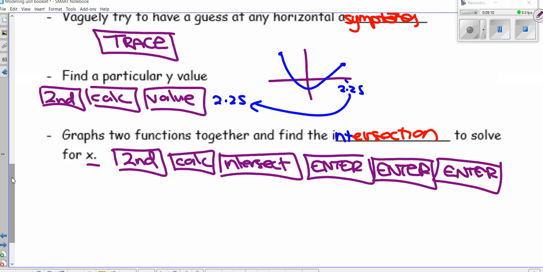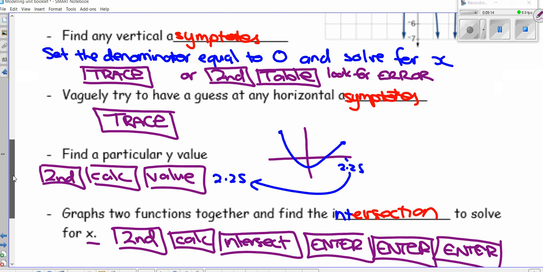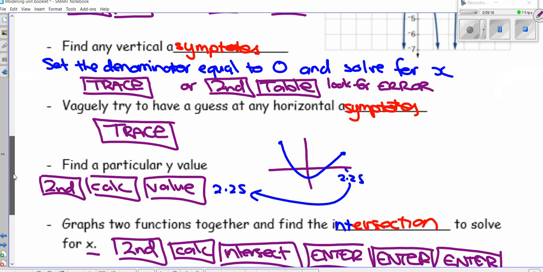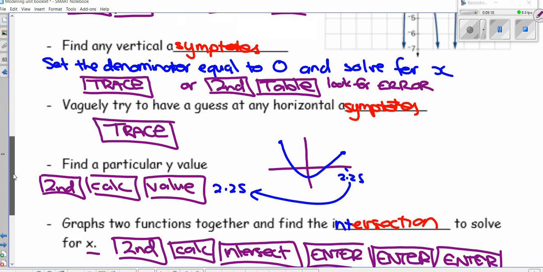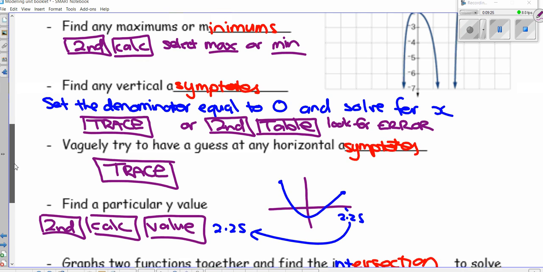Sure thing. So here, find where's the max and minimum? Up here? Okay. Finding the maximum, minimum: second calc, maximum. Then do the left bound, right bound for that one.